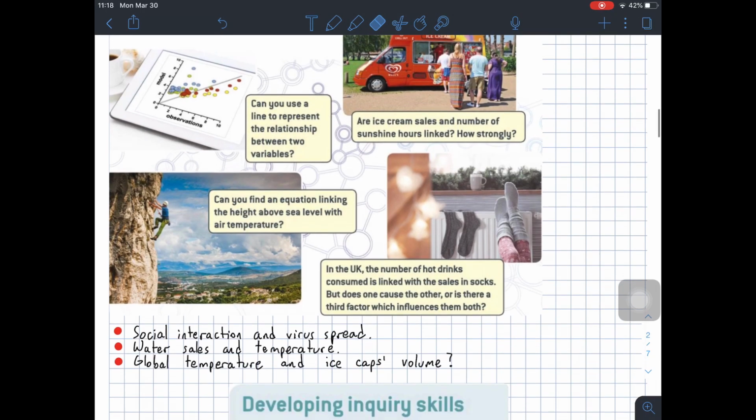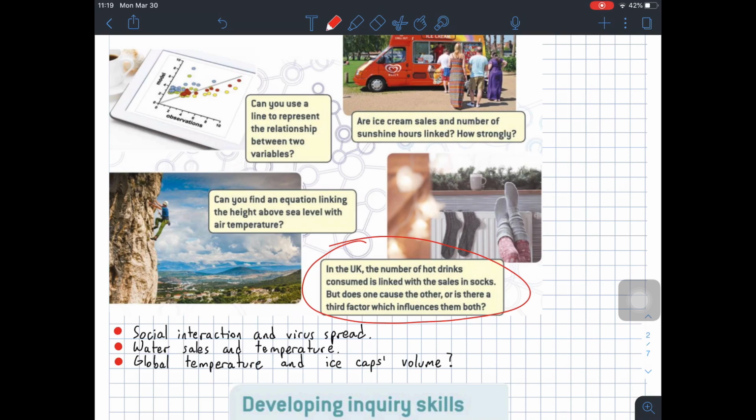Okay, then it says, in the UK, the number of hot drinks consumed is linked with the sales in socks. But does one cause the other, or is there a third factor which influences them both? So think about this. In many situations, and this occurs a lot in real life, two variables may not be related to each other, but if we calculate the correlation between the two variables, we get a very strong number, a number that tells us that the two variables are very related. But that doesn't mean that one causes the other.